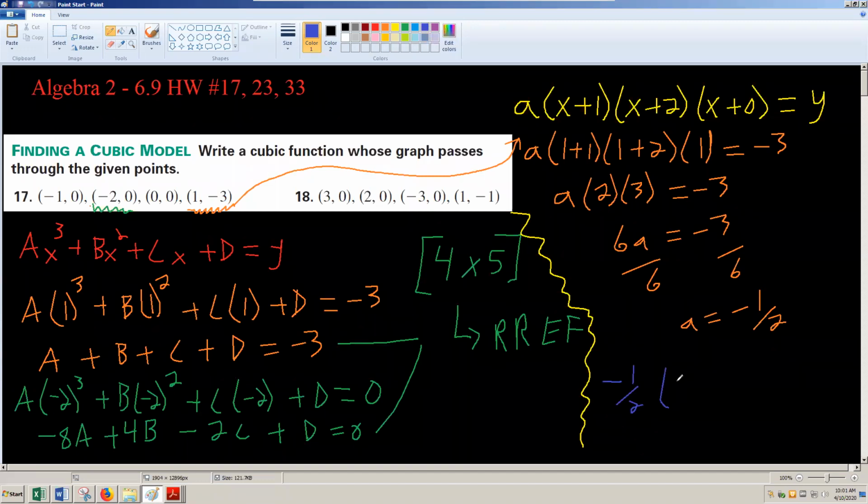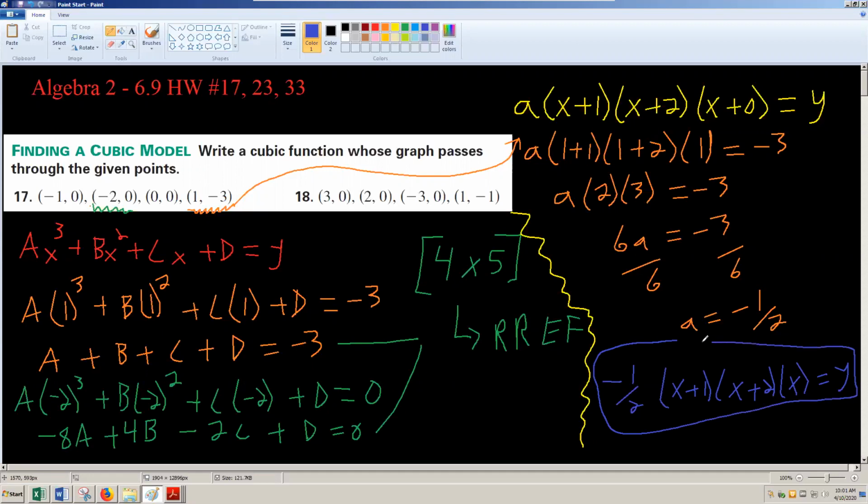So as my final equation here, I would get -1/2 times (x plus 1), (x plus 2), x, and typically this x would just be written out in front here, but I don't really particularly care where you write it, and then equals y. So this would be the cubic function whose graph passes through those points. That's what we're looking for. So this is one way of doing it.